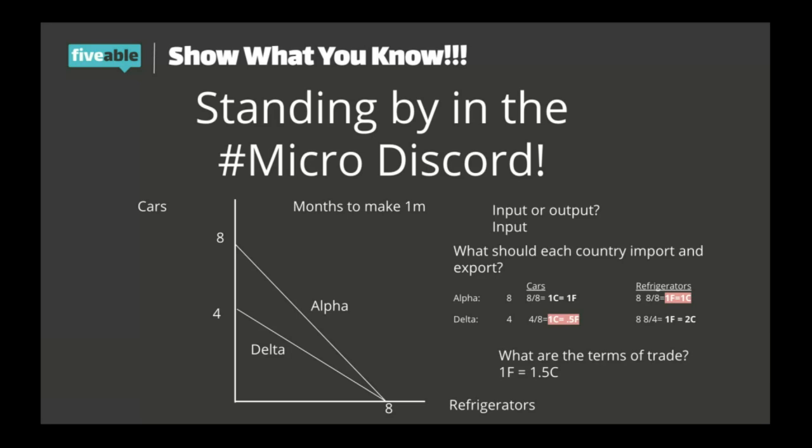For refrigerators, this is an interesting one that the test will throw at you occasionally: what happens if they're equal? Who has comparative advantage when both Alpha and Delta make the same amount of refrigerators? And the answer is neither of them has absolute advantage in this situation. It's equal. But if neither of them has absolute advantage, does that mean they don't have comparative?